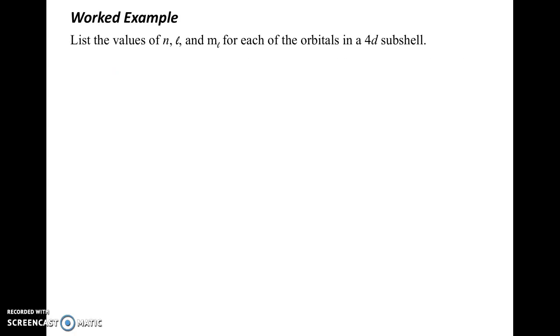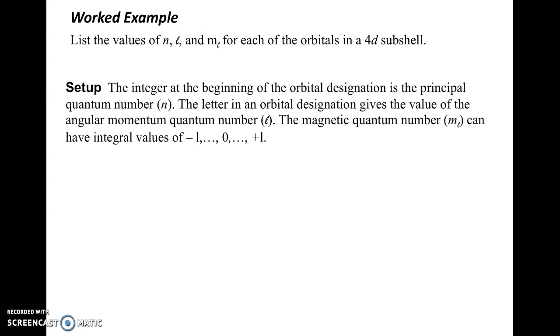So there's a question here. List the values for n, l, and m sub l for each of the orbitals in the 4d subshell. Okay, so the first number tells you the principal quantum number. So this is obviously 4. It's the 4th row.